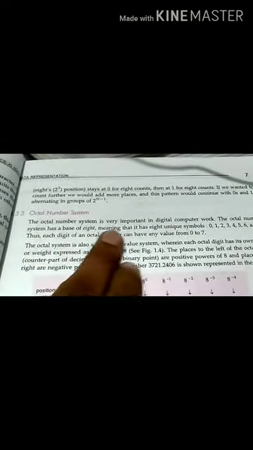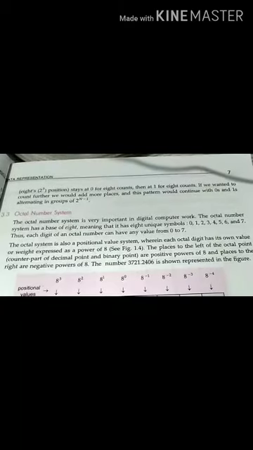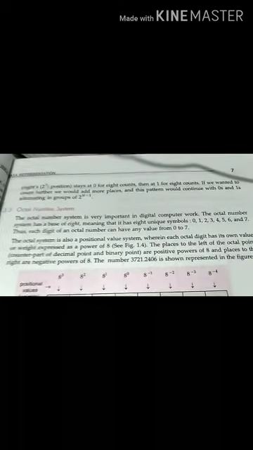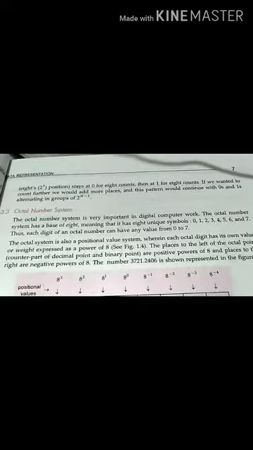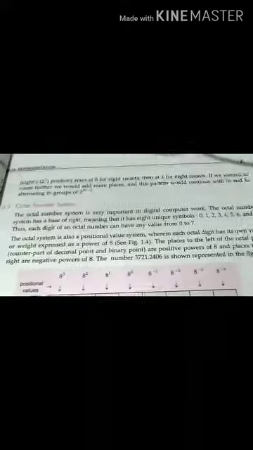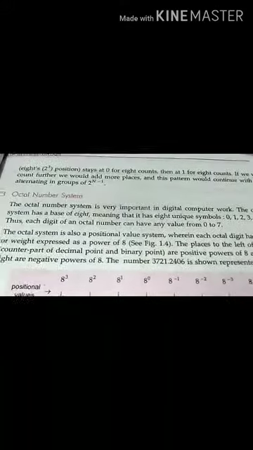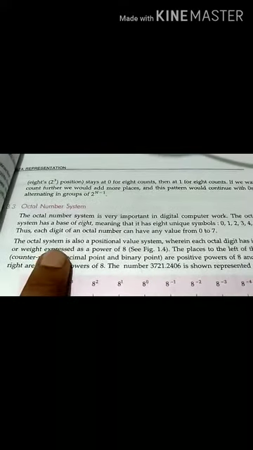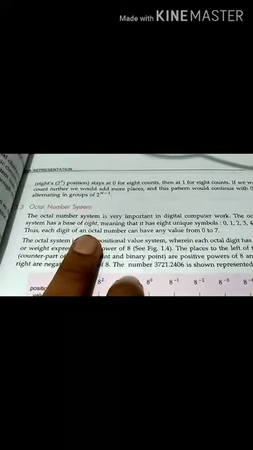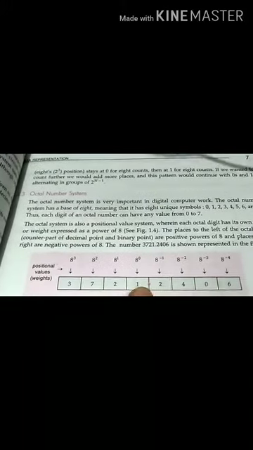Octal number system. It is very important in digital computer work. The octal number system uses only 0 to 7 symbols. So counting the digits 0 to 7 gives 8: 0, 1, 2, 3, 4, 5, 6, 7. So the base of the octal number system is 8, and base is also known as radix. Base and radix are both equal. The example is 3721, an octal number.